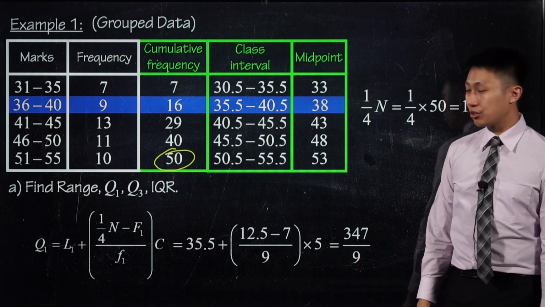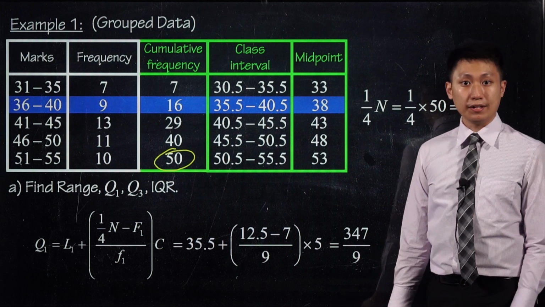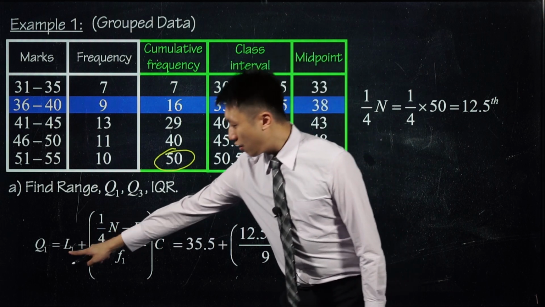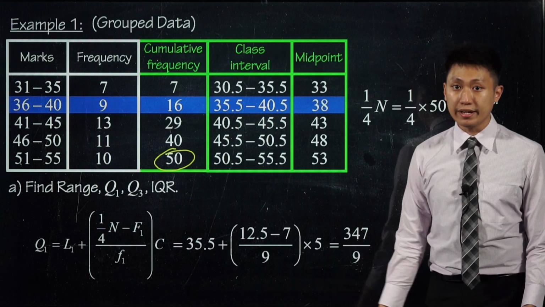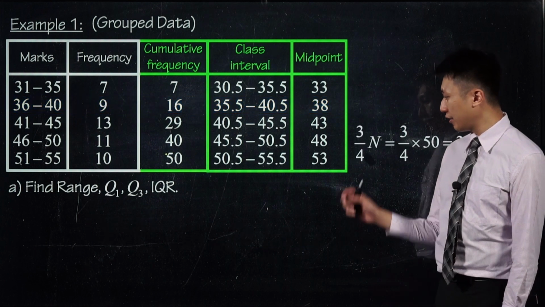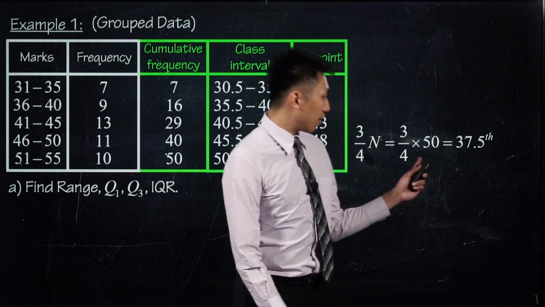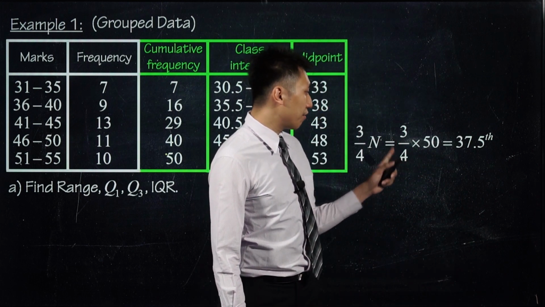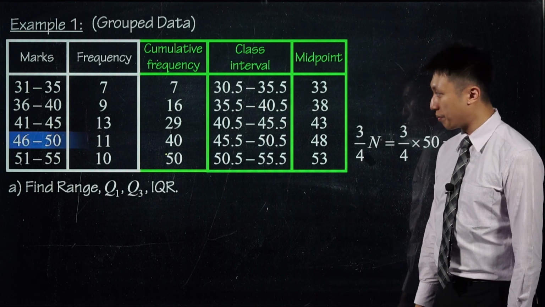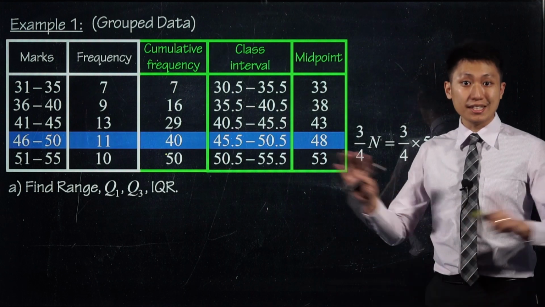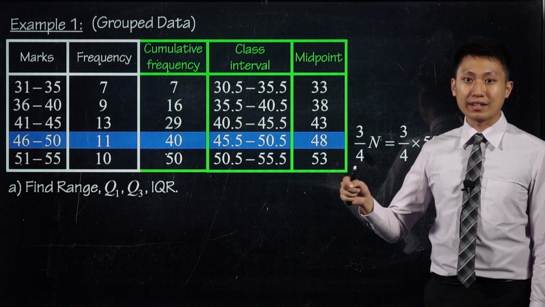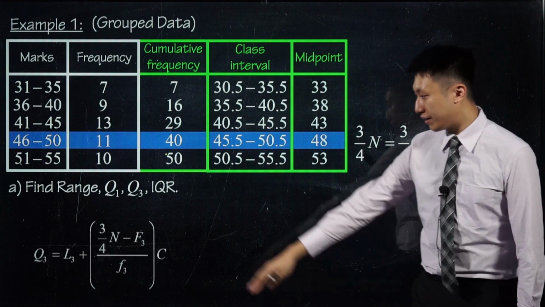I guess you can do the same for the third quartile, which is 3 over 4. This one follows the same, and all this changes to F3. You know what that means. Let's do it. Let's find Q3. So 3 over 4 of n will be 37.5. So it will be here. You just highlight it in your exam, like, this is the class in which the third quartile is located. Then you write down the formula.